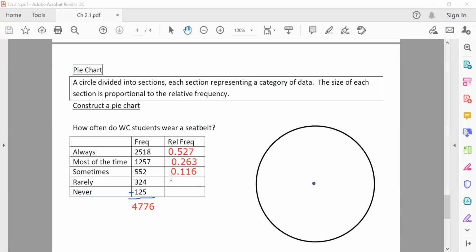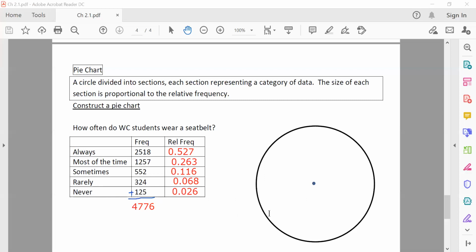Next up, 324 divided by 4,776, 0.068. Finally, 125 divided by 4,776, 0.026. So thankfully, the proportion of students who never wear their seatbelt is very low, but that should be 0, but it's not quite 0.